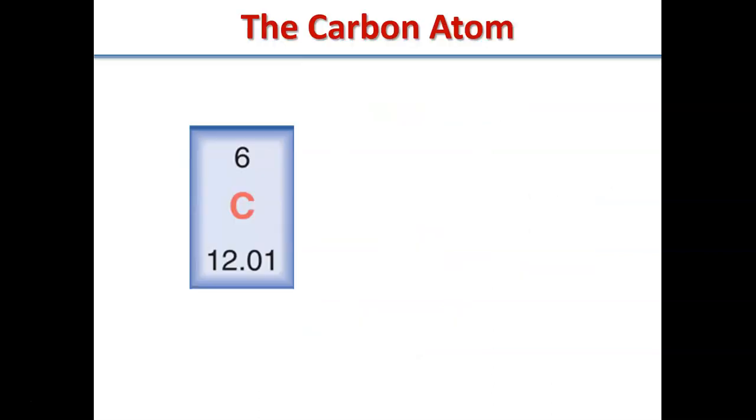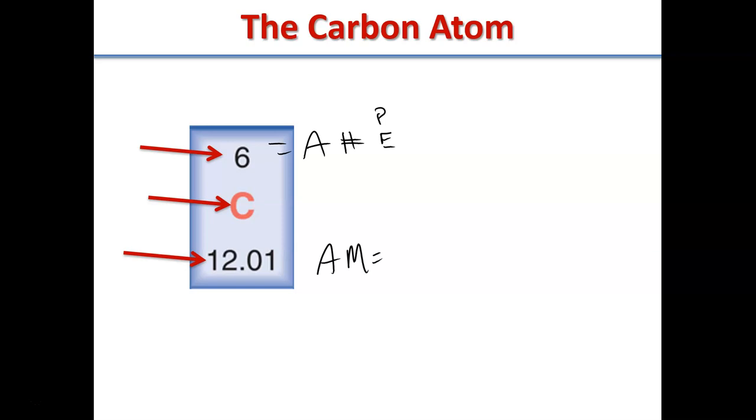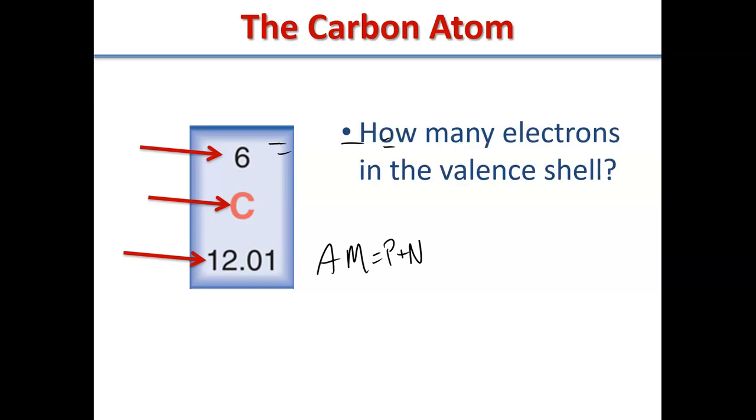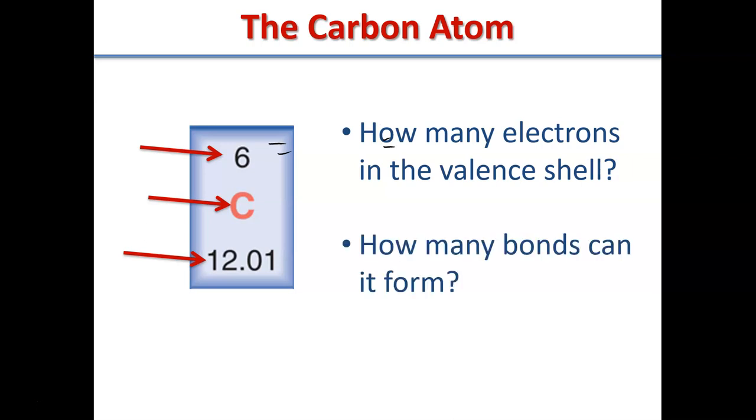Okay, so here we have the carbon atom. Remember that number 6 is going to be our atomic number. That's going to tell us our number of protons and our number of electrons. And then we have an atomic symbol, of course. And then finally at the very bottom, we're going to have our atomic mass, which is going to be the number of protons plus neutrons. So seeing this information and understanding the drawings we've been doing, you should be able to tell me how many electrons do we have in our valence shell, and then furthermore, how many bonds can this carbon molecule form? So think about that for a second.